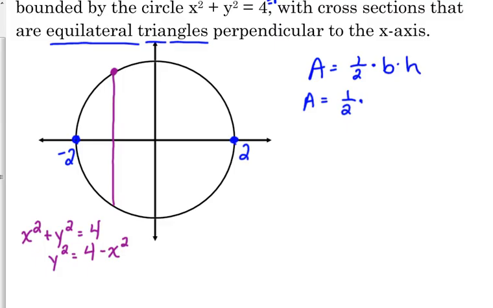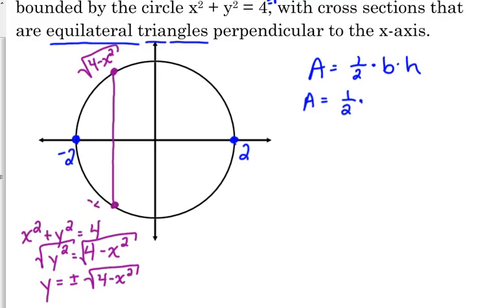So move x squared to the other side. Take the square root of both sides. Anytime you take the square root, you've got the positive and the negative. So the positive is this coordinate up here, the positive square root of 4 minus x squared. The negative is this one down here. Okay? It's the same distance, just one's a positive distance, one's a negative distance. So our base is really 2 times the square root of 4 minus x squared.